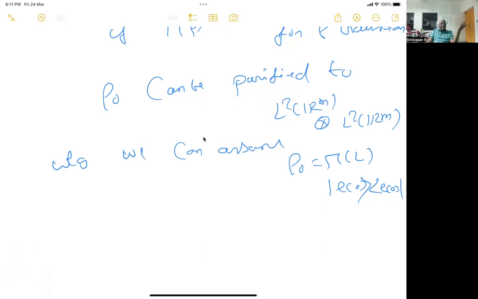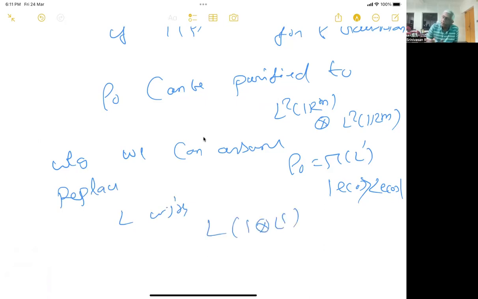Now you have a L, and instead of that L, you take this M and call it L prime or whatever. Now replacing L with L tensor L prime, you can assume that rho naught is actually that vacuum state, E0, E0. So you just have a symplectic operator on a bigger space.